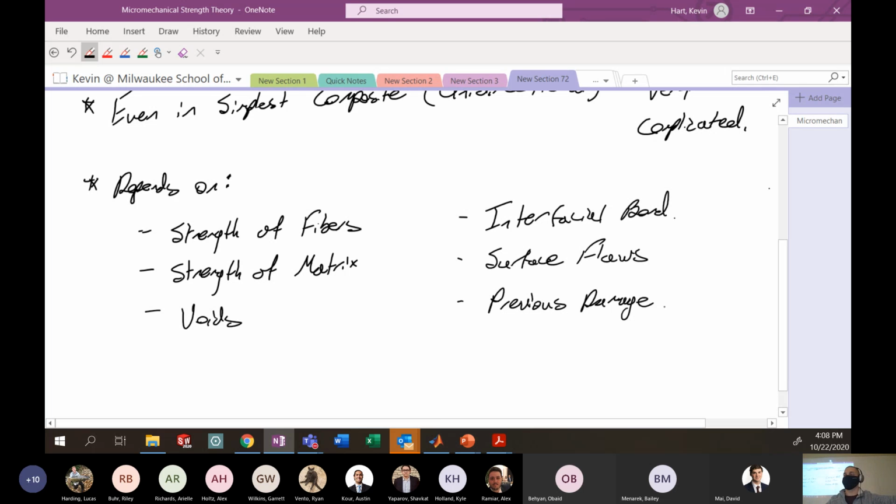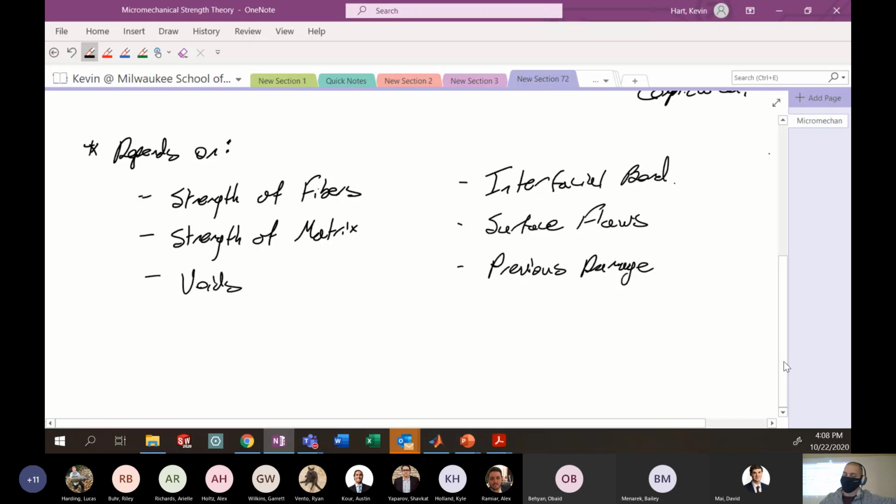I'll just say previous damage. So let's say you have a composite and there was a bird strike, now you have a bunch of damage on your composite, your strength is not going to be nearly what it once was, right? So obviously that's going to be important. So previous damage. All right. What we're going to do over the next, I don't know, 3 or so lectures is talk about the strengths in the principal material coordinates of a unidirectional composite.